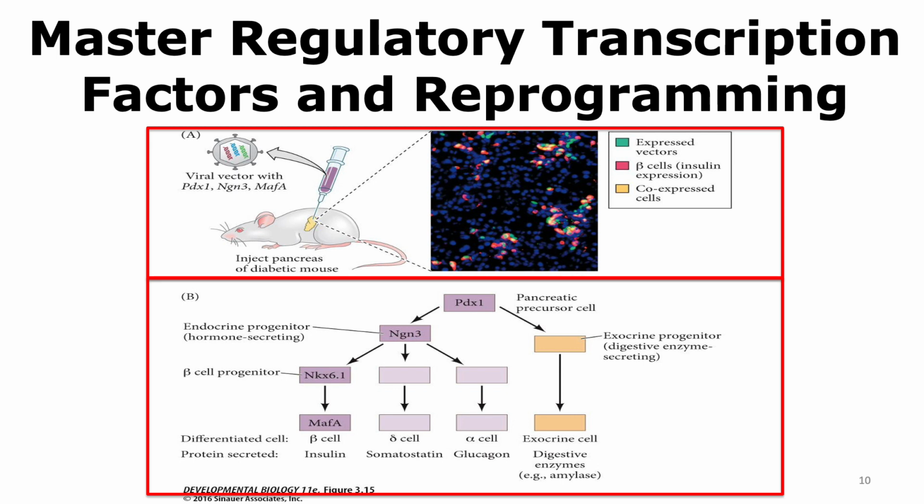The figure below tells us how these 3 transcription factors are involved in the formation of different types of cells in the pancreas. The beta cells of the pancreas are the ones that actually make insulin, and that is why the scientists used those 3 transcription factors to convert or redirect the pancreas cells to become beta cells so that they could make insulin.